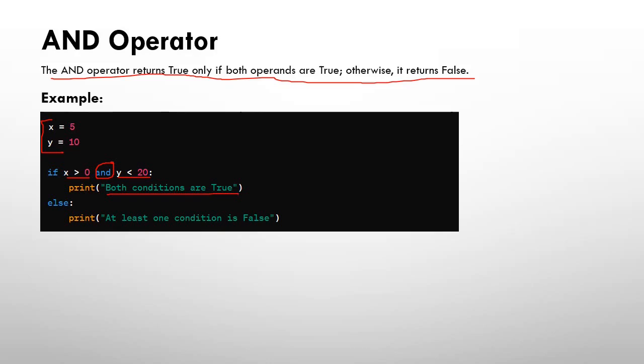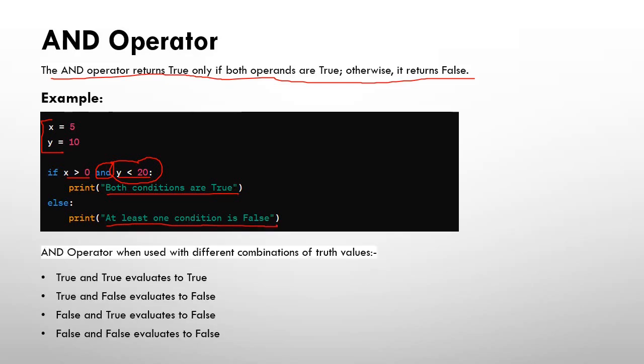But let's take an example that if y was 25, then in that case, this condition would have become false. In that case, AND operator would have returned false. So the statement "at least one condition is false" would have been printed on screen. If both the conditions are true, the AND operator returns true. If one condition is true and one condition is false, the AND operator will return false. However, if both the conditions are false, in that case also the AND operator will return false.